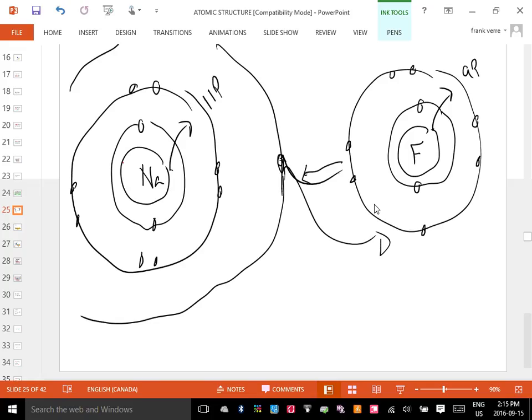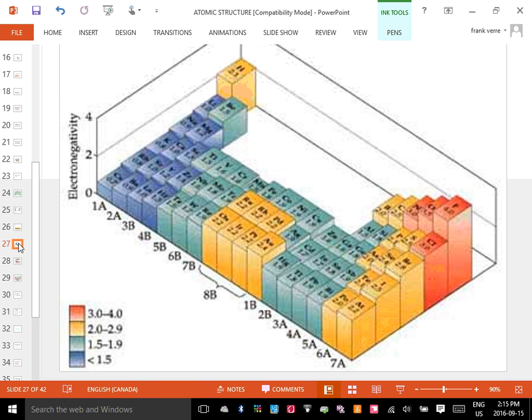Okay? So, you can use the understanding of the size and the strength of the nucleus to understand why the electronegativity goes up as we go to the right, and it goes down as we go down the periodic table. The electronegativity goes down because the atom gets bigger and bigger and bigger. Okay? So, we talked about the atom.